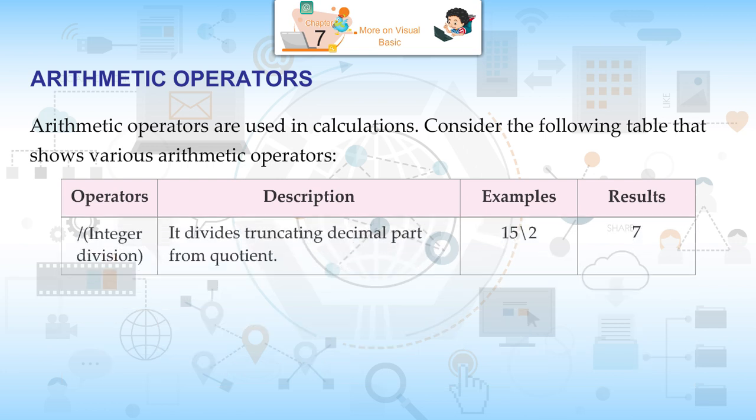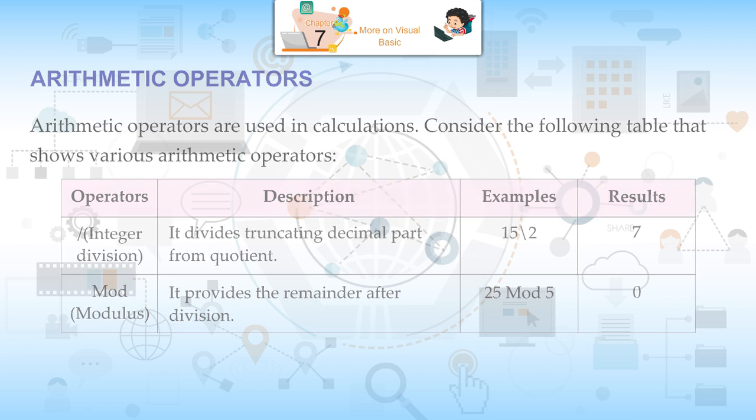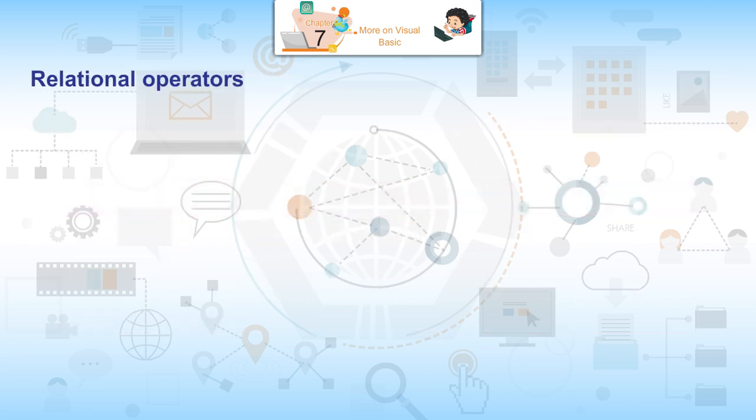Backslash, integer division. It divides, truncating the decimal part from the quotient. 15 divided by 2 is 7. Mod, modulus. It provides the remainder after division. 25 mod 5 is 0.